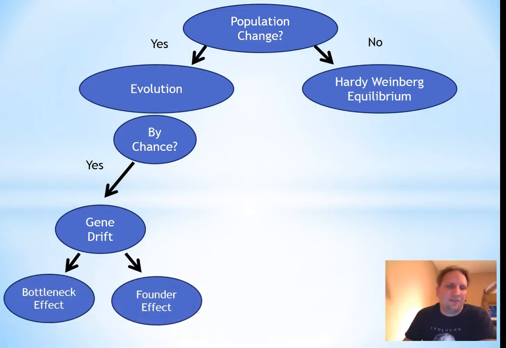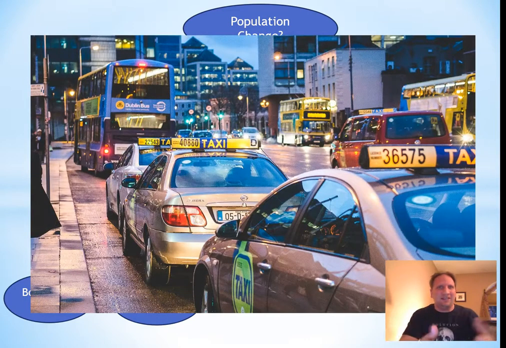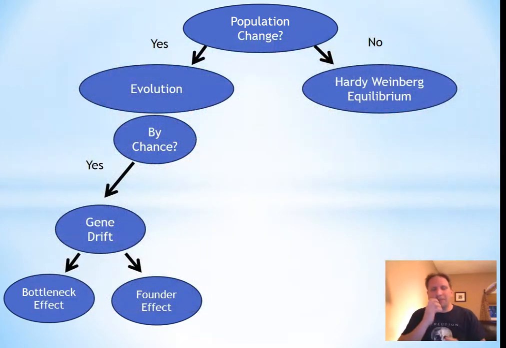And there's two types, the bottleneck effect and the founder effect. Bottleneck effect is a term that's commonly used to describe when everybody is trying to get through one spot. It's like everybody at Walmart trying to get through the doors for Black Friday. You know what I'm talking about. Or like everybody on the road trying to get off at one exit. It causes a traffic jam. Well, that's called the bottleneck effect.